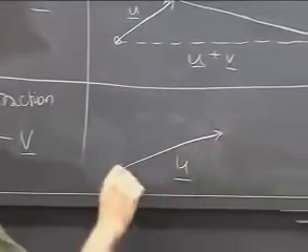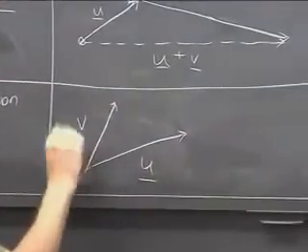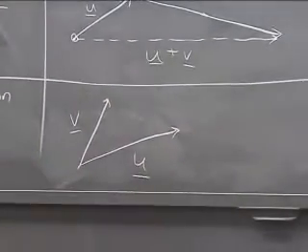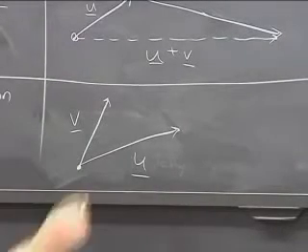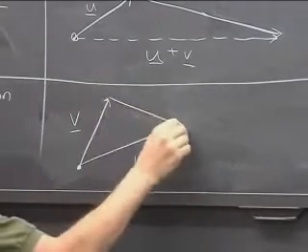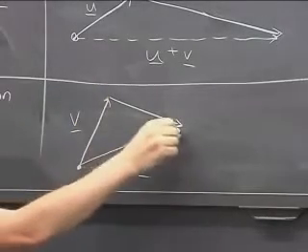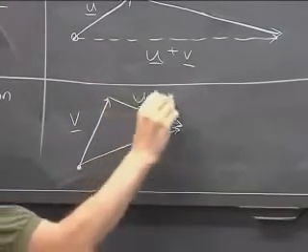well, this time you take your u and you take your v. I've picked a different v. Instead of laying them end to end, you put them at the same base point, and you draw from the tip of v to the tip of u. That turns out to be u minus v.